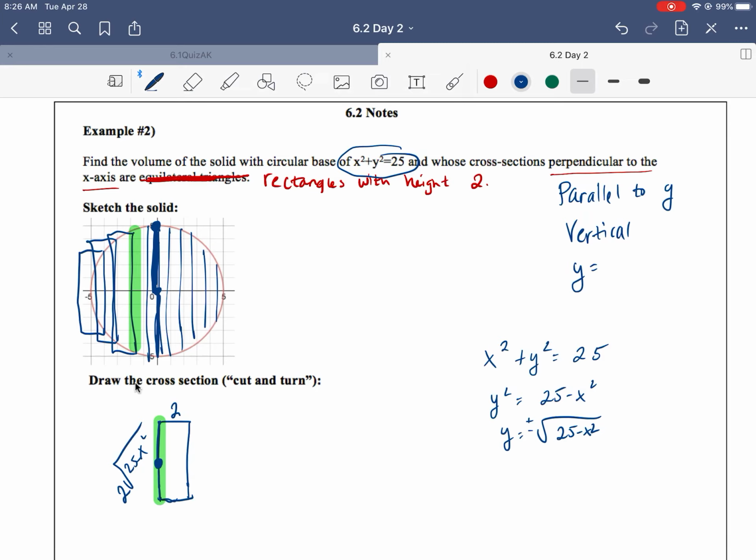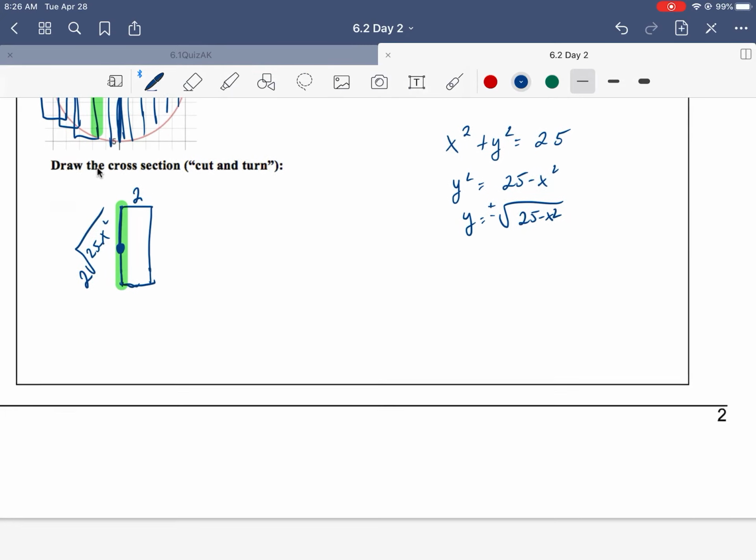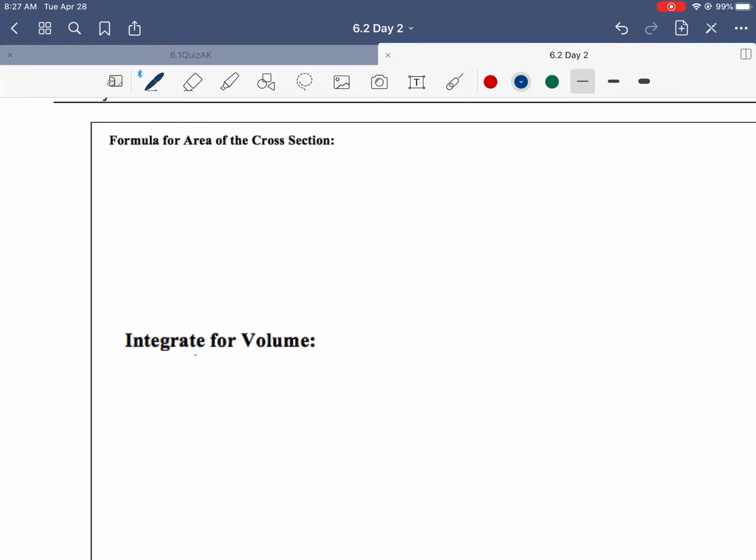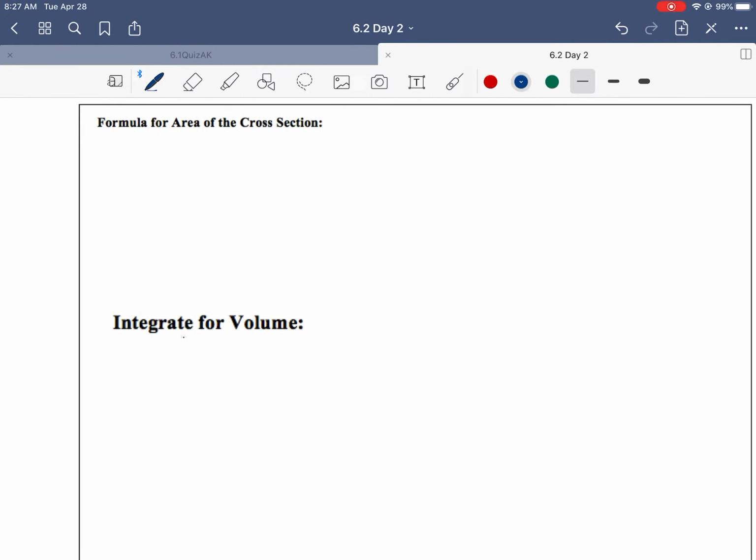We doubled it to get the entire base of that rectangle. All right, so now we have our cross-section. We have the dimensions of it. I think I have the next page laid out for us to continue. So we just need next to figure out what's the formula for the area of this cross-section.